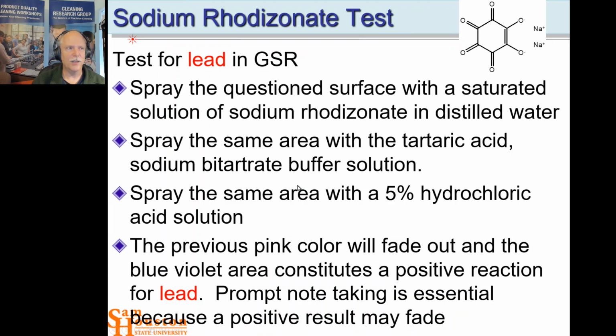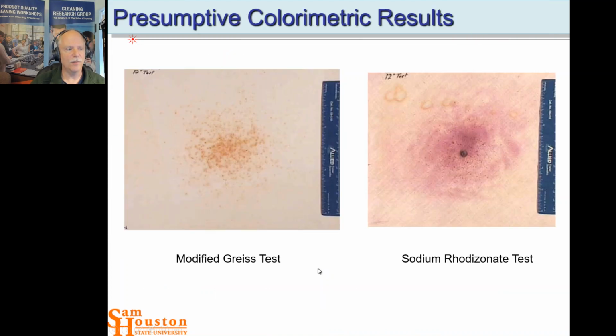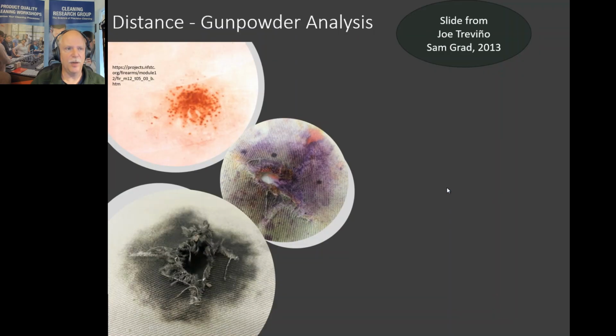If you want to test for lead in the gunshot residue, here's the procedure for the sodium rhodizonate test. And so here you will get a pink color, and then you could spray it with hydrochloric acid and get a purple color. And so the rhodizonate test is the pink color of the sodium rhodizonate. Here is an entrance wound, and you see the particles that had impinged onto the clothing, and you see that the lead residue is showing a pink color.